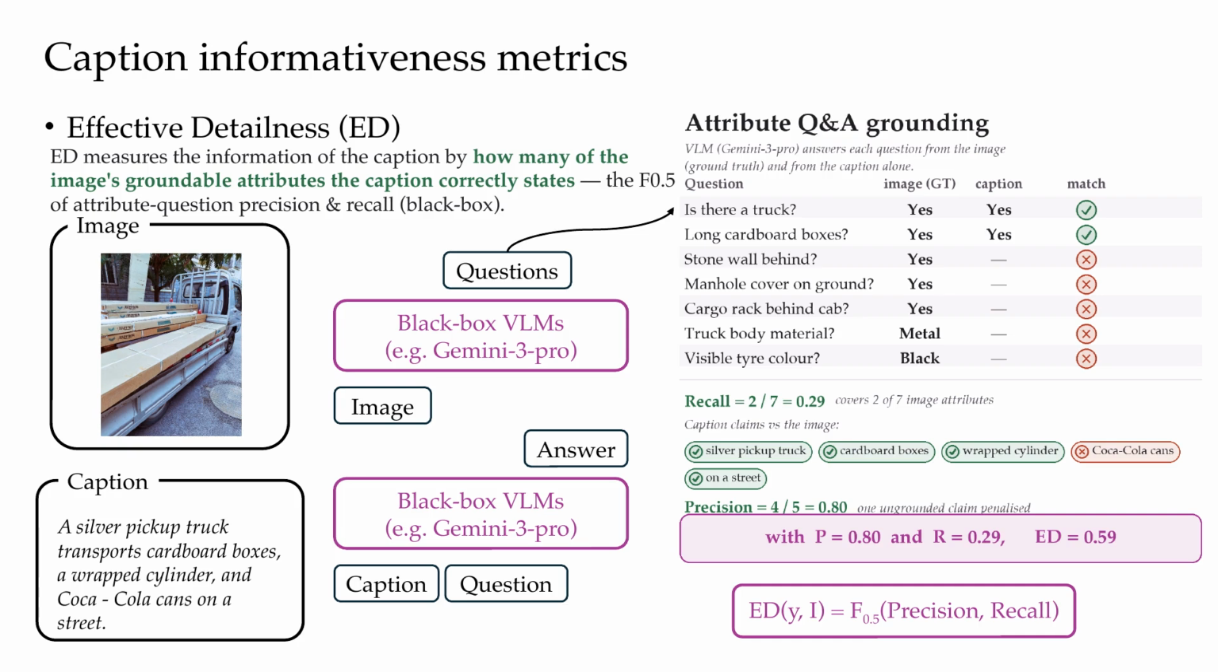So the second measure never touches them. Effective detailness has one model propose attribute questions from the image alone, and another check which the caption answers, and whether anything it claims is unsupported. Precision and recall, combined, so invented detail is punished harder than omission. 2 rulers, completely different machinery.